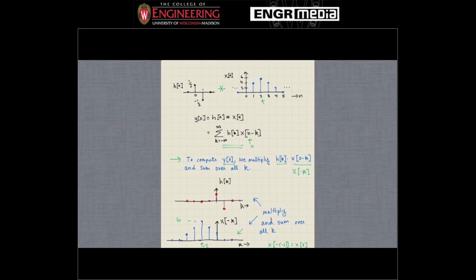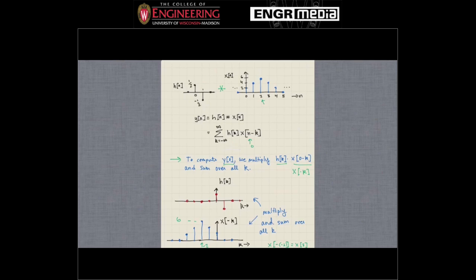Okay, so that's the idea of how we flip this signal in time. And now what the equation up here is telling us to do is, after you've flipped the signal and after you've drawn the impulse response, multiply and sum over all values of k. So that's exactly what we're going to do.